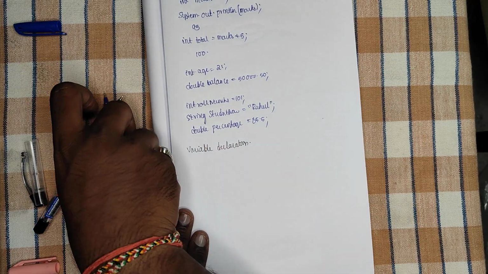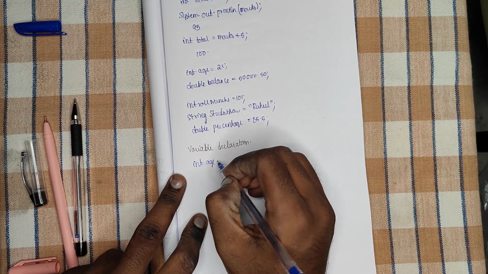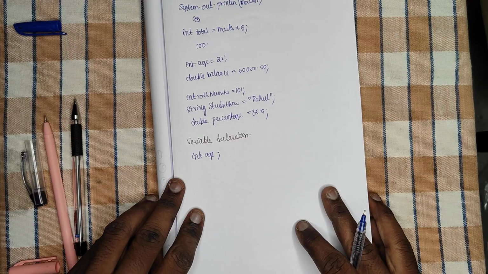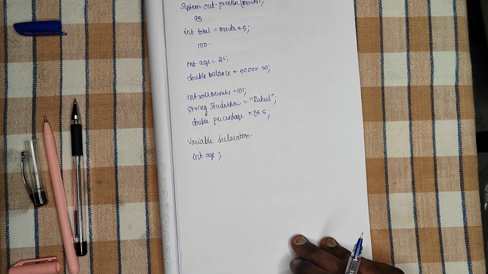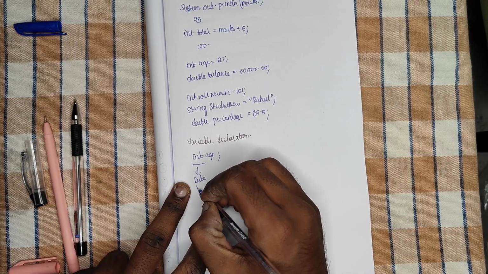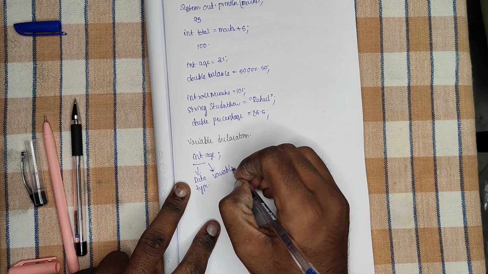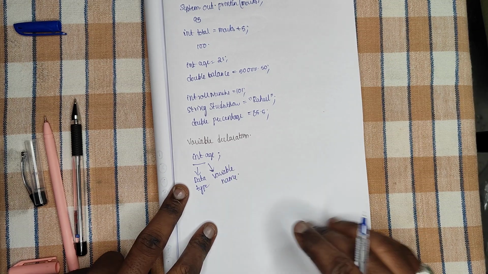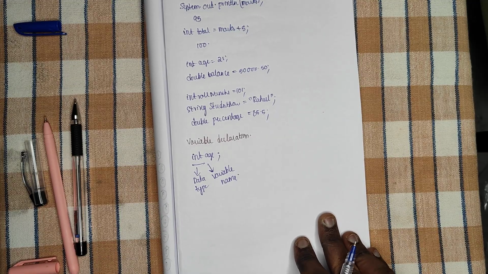So int age, this is called variable declaration. We are telling Java, I want a variable named age and it will store an integer value. So int is the data type, age is the variable name. At this stage we have declared this variable, we have not yet assigned a value.